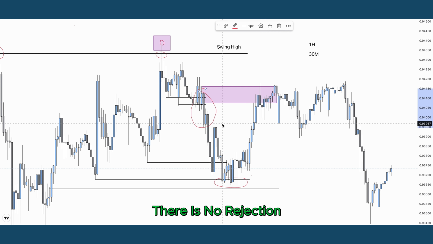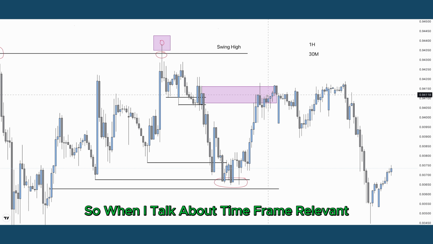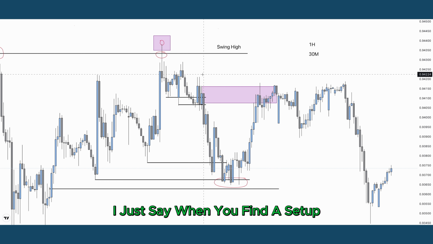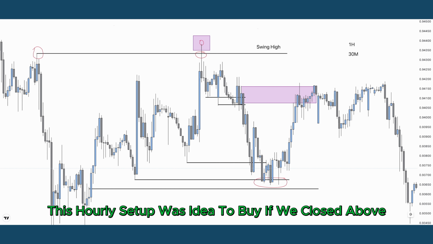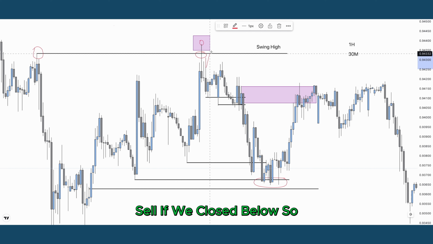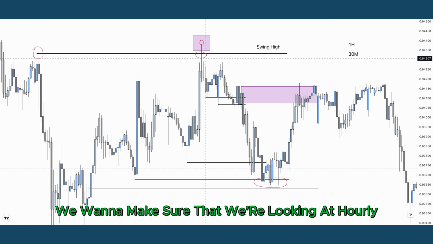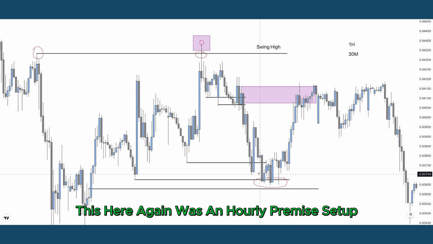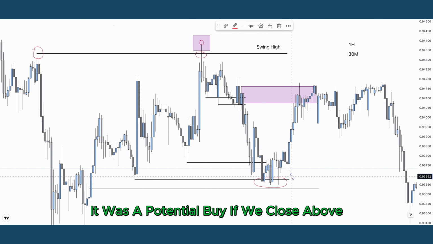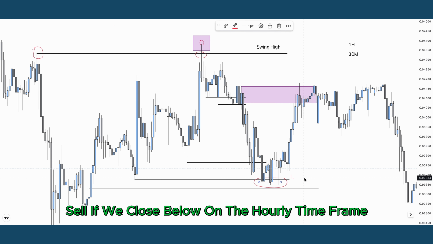There is no rejection. So when I talk about time frame relevance, I just say when you find a setup, use that time frame to confirm that setup, right? This hourly setup was ideally buy if we closed above, sell if we closed below. So we want to make sure that we're looking at hourly closures or rejections. This here again was an hourly premise setup. It was a potential buy if we close above, sell if we close below on the hourly time frame.